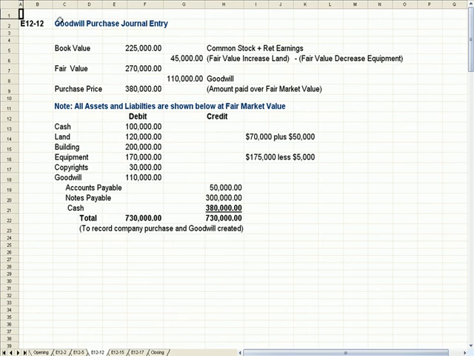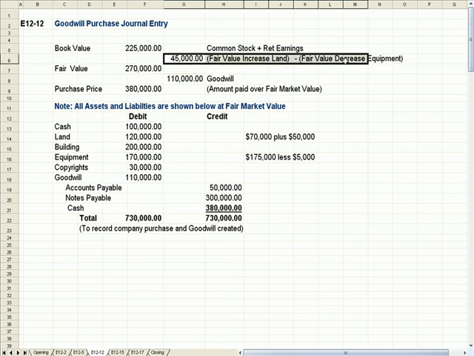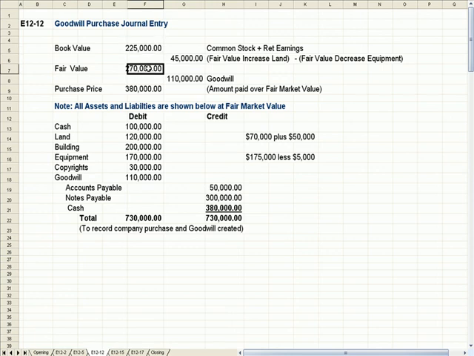One more thing I'll add on is Goodwill. Just as a reminder on Goodwill, we take the book value of the assets, we look at the fair value of the assets, and the difference between those two will consist of fair market value adjustments, up or down. In this case, land fair value was higher, equipment fair value was lower. It netted out to a $45,000 increase between book value and fair value. The purchase price that we pay above fair value, we consider that goodwill by definition, the amount paid over fair market value.